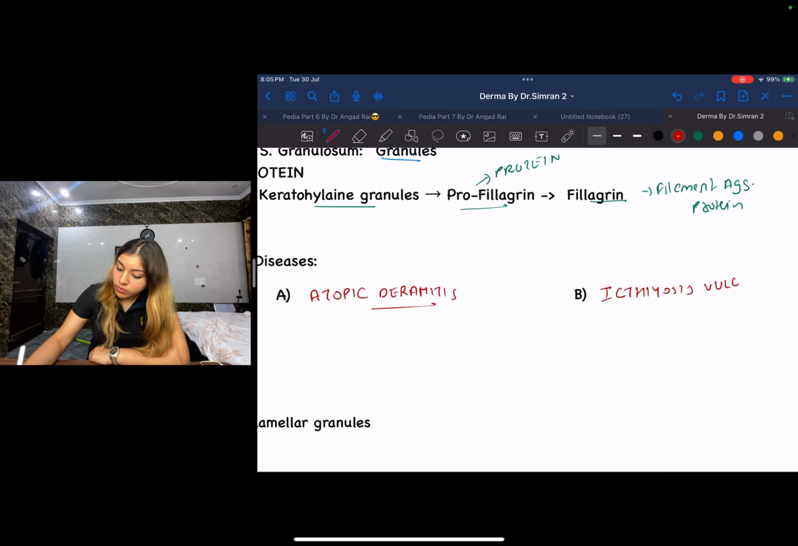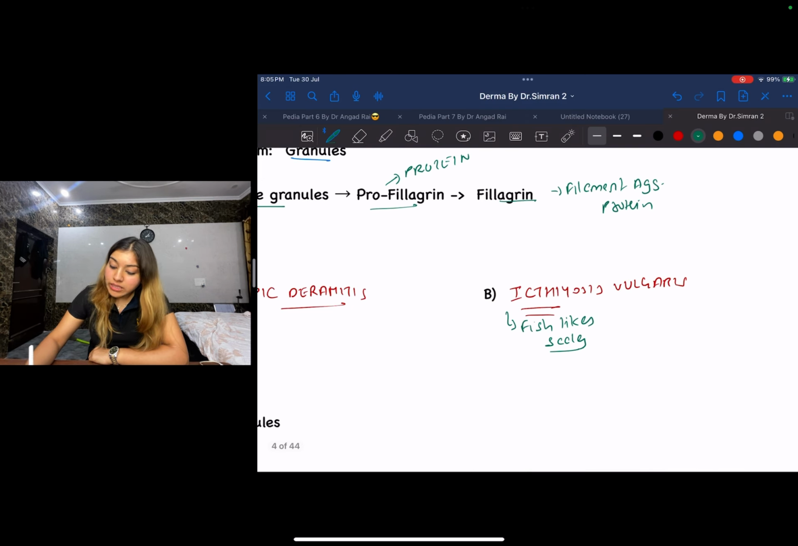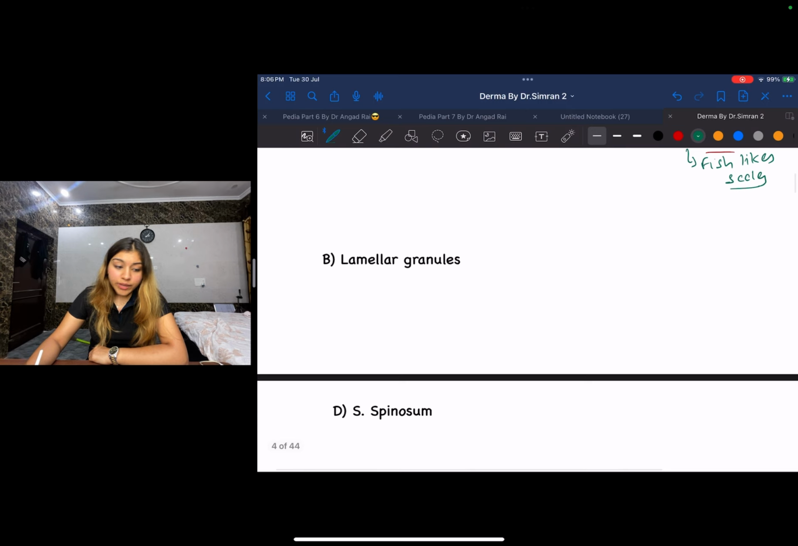Ichthyosis vulgaris. Now, what does ichthyosis mean? Ichthyosis means fish like scales. And you're going to hear a lot of vulgaris. Vulgaris means most common. Most common form is going to be your vulgaris. Understand what vulgaris means? Means most common.